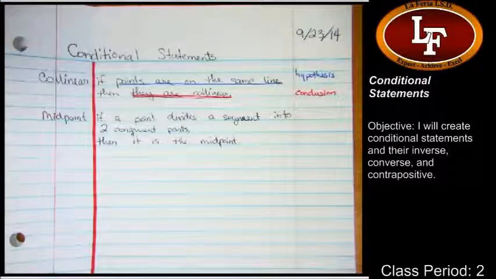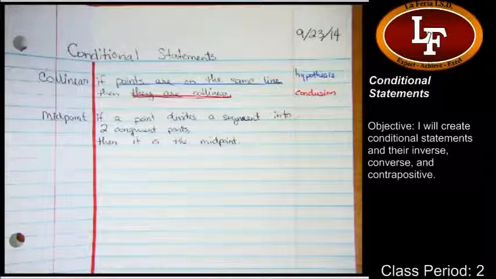Take a moment, identify your hypothesis, underline it once, or in the same color as the first time. Don't underline the if. The if is not part of the hypothesis. The if tells you where the hypothesis is. A point divides a segment into two congruent parts. Underline it once. Then underline the conclusion twice. Don't underline the then. That just tells you where the conclusion is. It's not part of the conclusion.